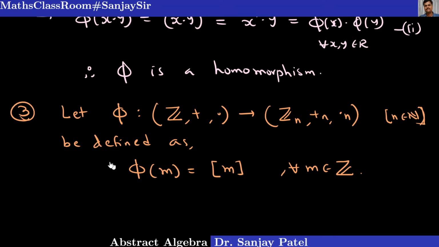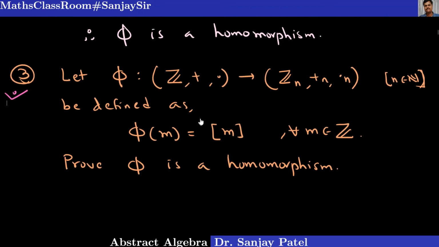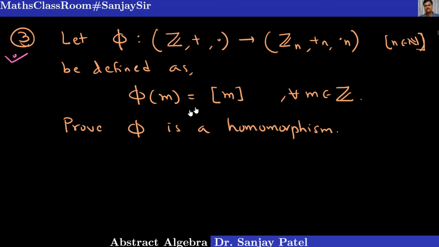So this is a very important example, and you want to prove that this phi is also a homomorphism. Okay, this is a very, very important example of homomorphism in abstract algebra. Okay, we are going to discuss something more about this problem later on. Let us prove this first. So I am starting with the first condition, but let me explain.